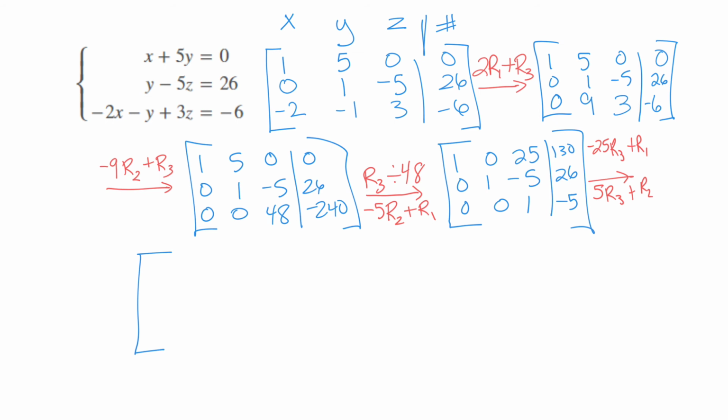All right, so for row 1, it's going to stay 1, 0, and then let's look at what happens here. Negative 25 times the 1, so negative 25 plus the 25, that's going to be a 0. So that's what I want. Let's go ahead and fill that in. But that constant over here I'm going to have to deal with. So negative 25 times negative 5. All right, that's 125. But then I have to add to it the 130.